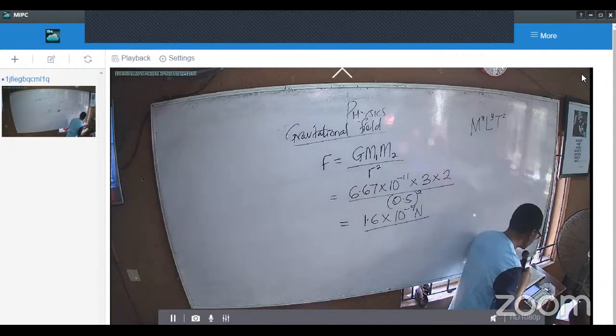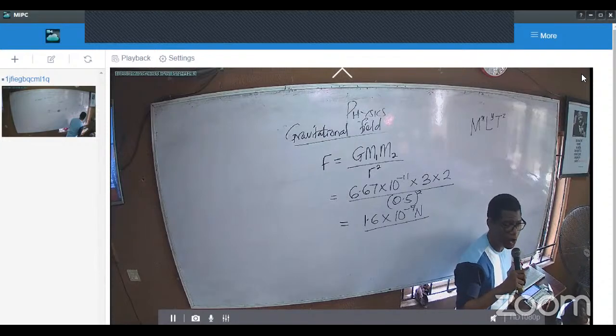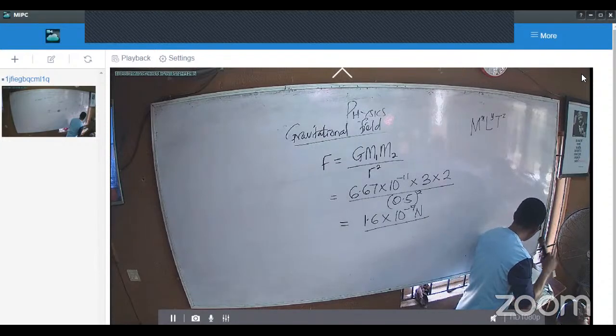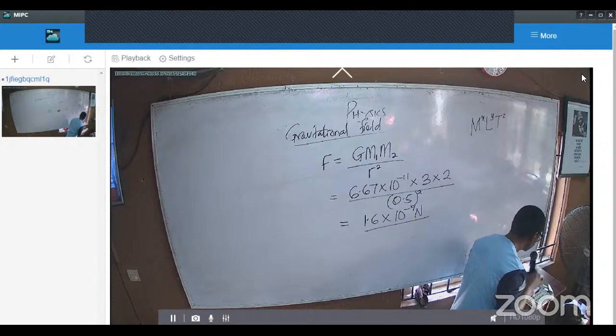If the radius of the earth is 6.4 times 10 power 6 meters, calculate the escape velocity of a satellite from the Earth.